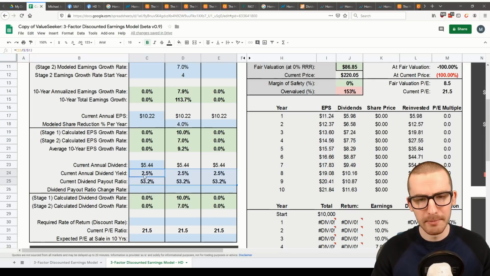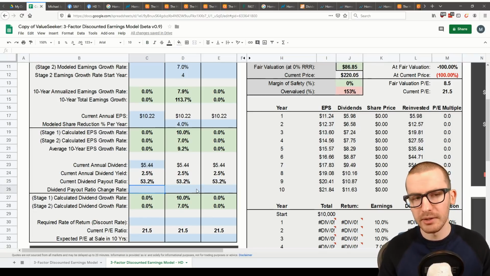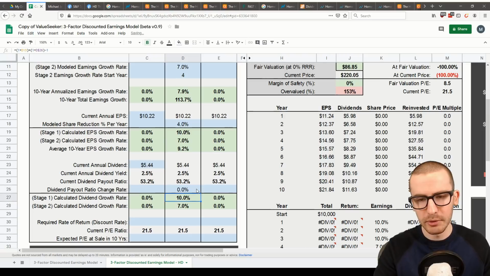Automatically calculated by the model is the current annual dividend yield, as well as the current dividend payout ratio, or what percentage of earnings the company pays out in the form of cash dividends to shareholders. The dividend payout ratio change is how much you expect the proportion of earnings paid out in dividends to increase or decrease over time. This usually won't have that much of a significant effect on the model. In this case, I'm just going to keep it at 0.